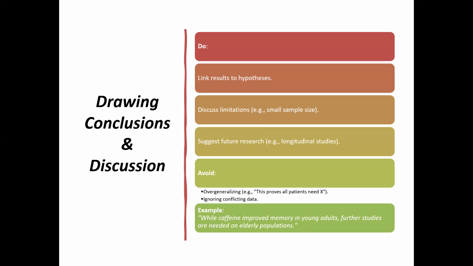For example, you say that a longitudinal study must be done, and you have to avoid overgeneralization, like saying this proves all patients need X or Y. You cannot ignore conflicting data. For example, when caffeine improved memory in young adults, further studies are needed on the early elderly population. So you have to pave the way for future researchers to conduct and analyze it further.